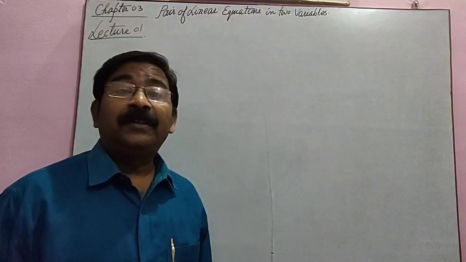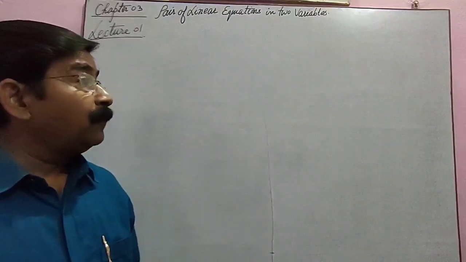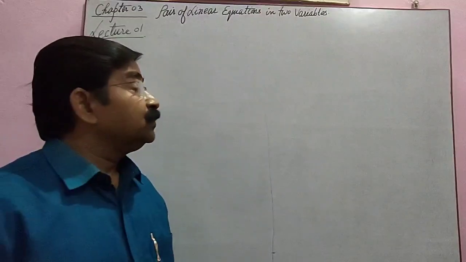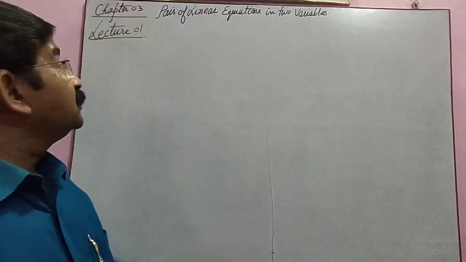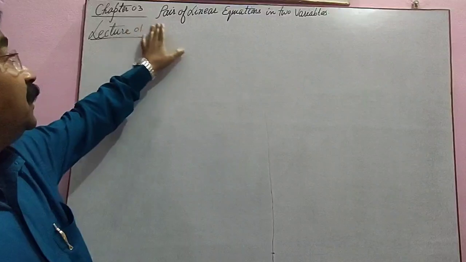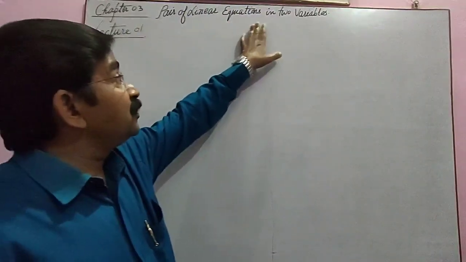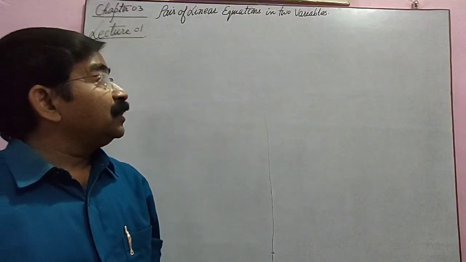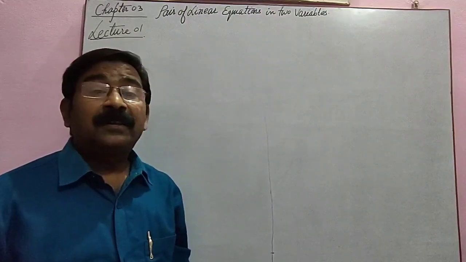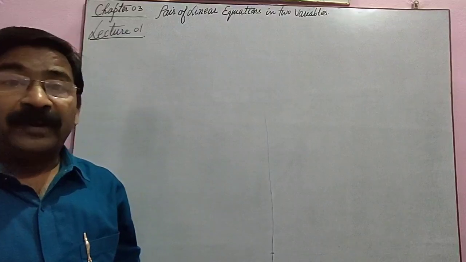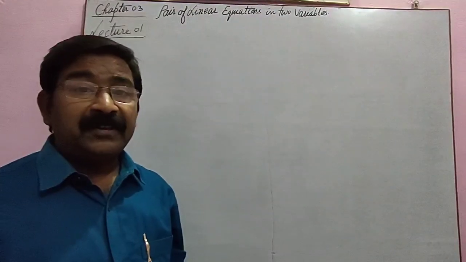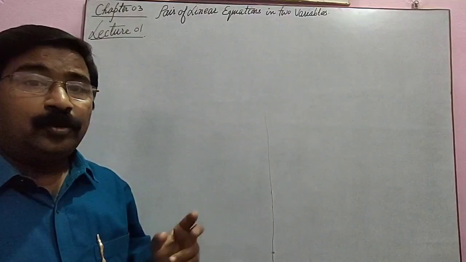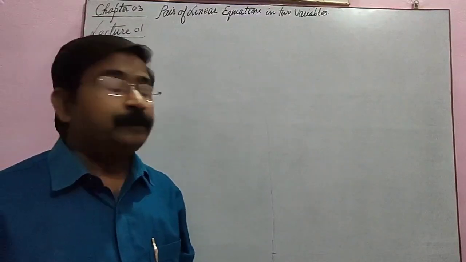Yesterday we completed chapter 2, the polynomials. Some extra questions we have done. Now we are going to start chapter 3, pair of linear equations in two variables. This chapter is also named as simultaneous equations in two variables. Simultaneous means together. Means we have two equations together.